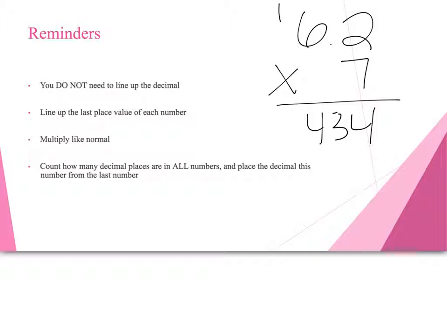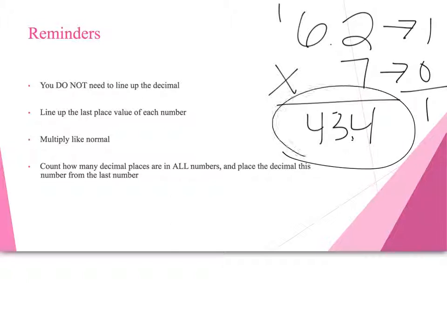And then you count the number of decimal places in each number. And whatever the total is, that's where the decimal needs to go. So in this case, it would be after the 3, but before the 4. So 43 and 4 tenths. If you have any questions, you can ask me in class tomorrow.